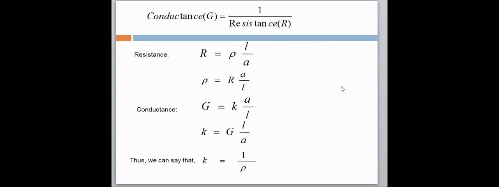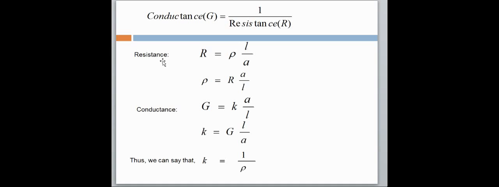Let's now quickly derive the relationship between resistivity and conductivity. Conductivity is given by letter K, and rho is resistivity. In the previous slide we saw conductance is denoted by letter G and not letter C. Why? Because in chemistry letter C is for concentration. That's why G is for conductance. So conductance is equal to 1 upon resistance.